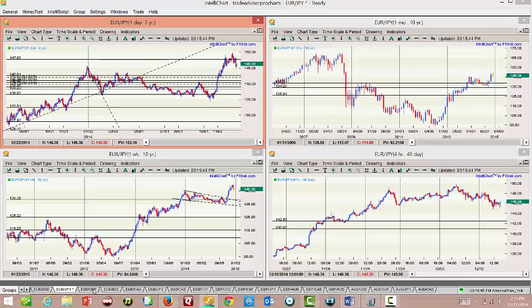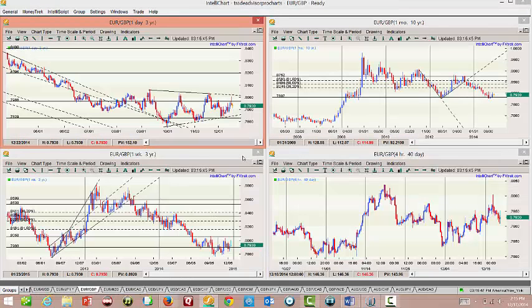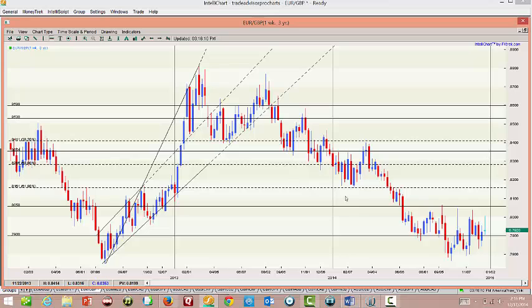Let's go take a look at Euro Pound, one of my favorite pairs usually. All right, so let's look at the weekly chart here. And you can see that this pair is kind of range bound.